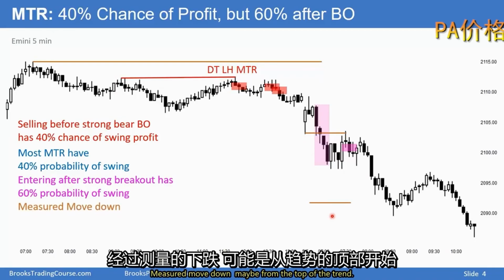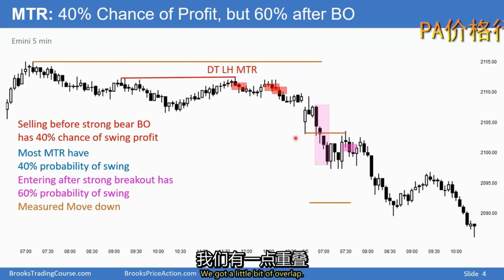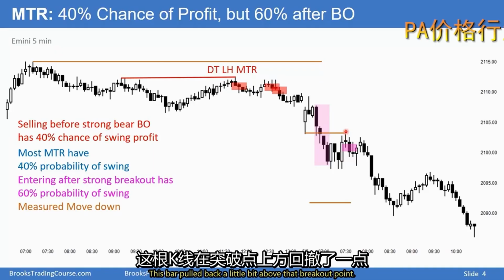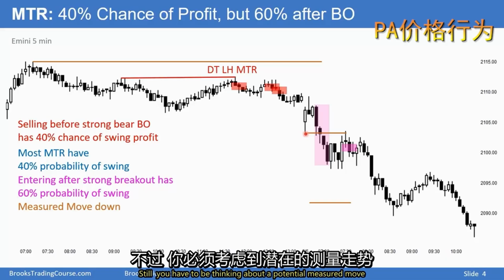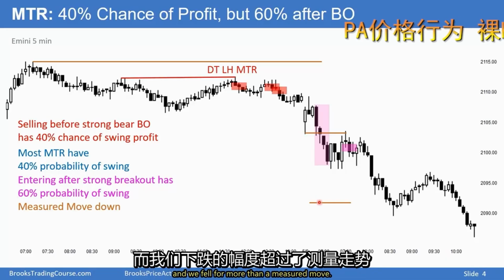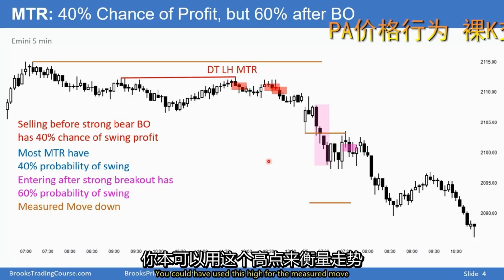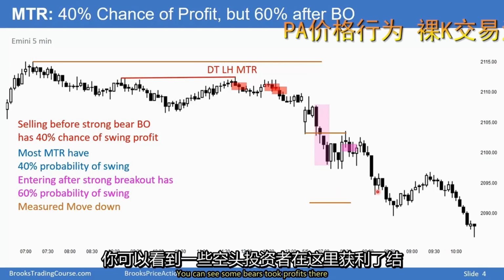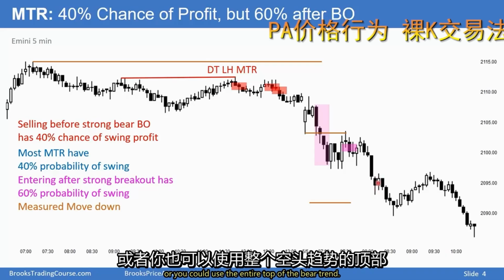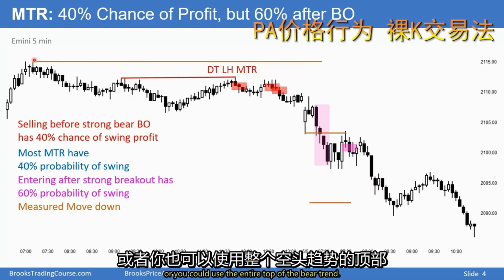Measured move down, maybe from the top of the trend. We got a little bit of overlap. This bar pulled back a little bit above that breakout point. It's a negative gap. Still, you have to be thinking about a potential measured move. And we fell for more than a measured move. You could have used this high for the measured move. So this high to this gap, and it would have been here. You can see some bears took profits there, or you could use the entire top of the bear trend.